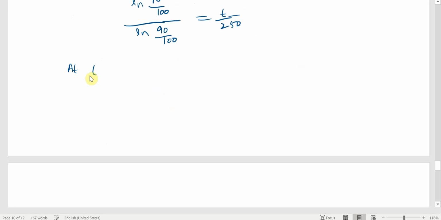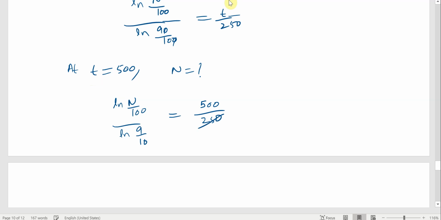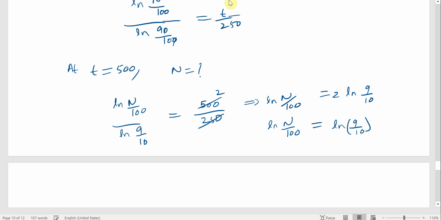So at a time 500 years, and how much? Let us write in this expression ln n over 100, no change, ln 9 over 10, because here 0 cancelled, and for time t it is given as 500. This is clearly 2 times. So ln n over 100 equals ln 9 over 10 after cross multiplication. So ln n over 100 equals ln 9 over 10 squared.